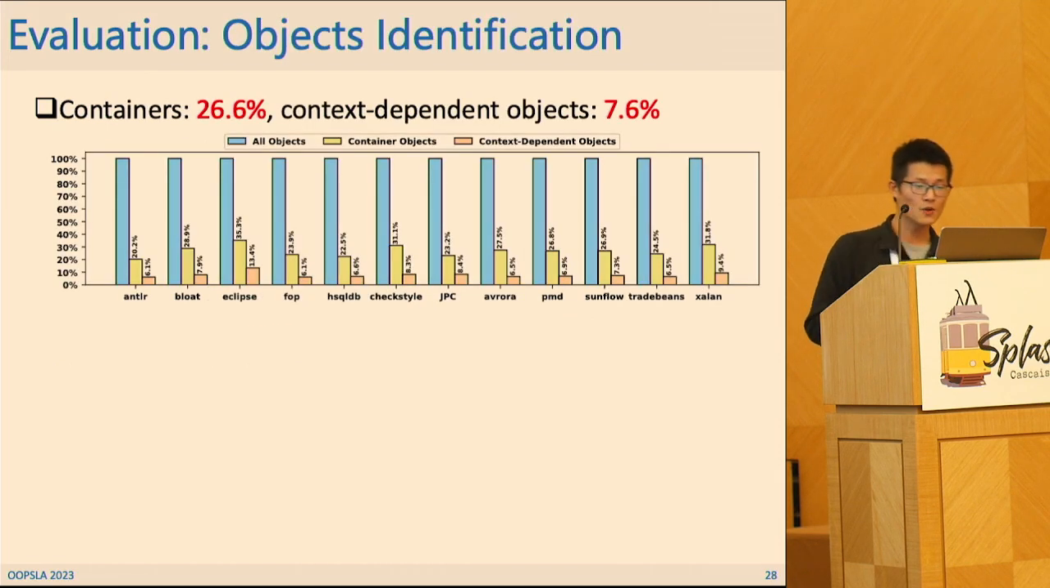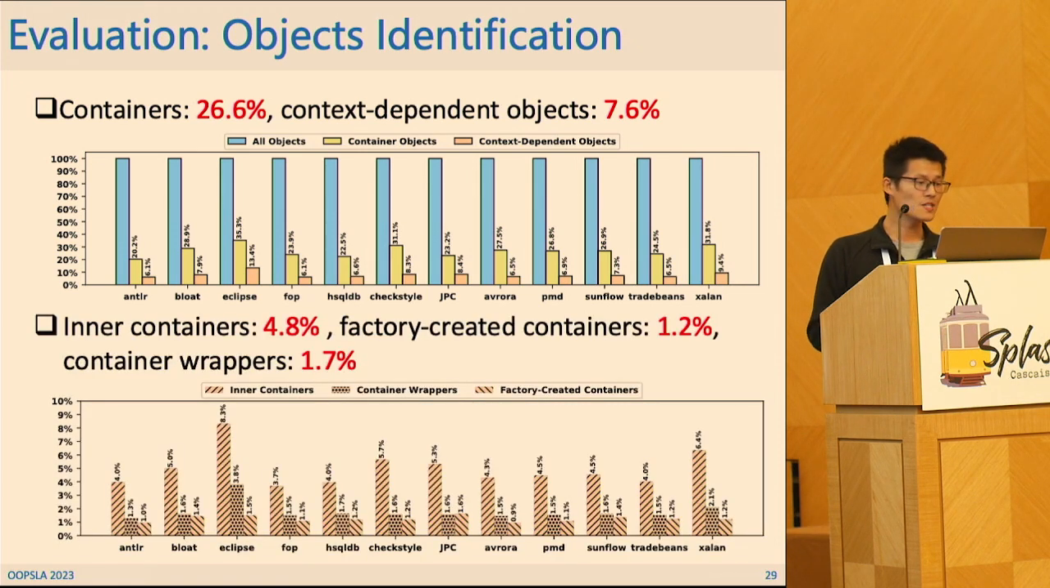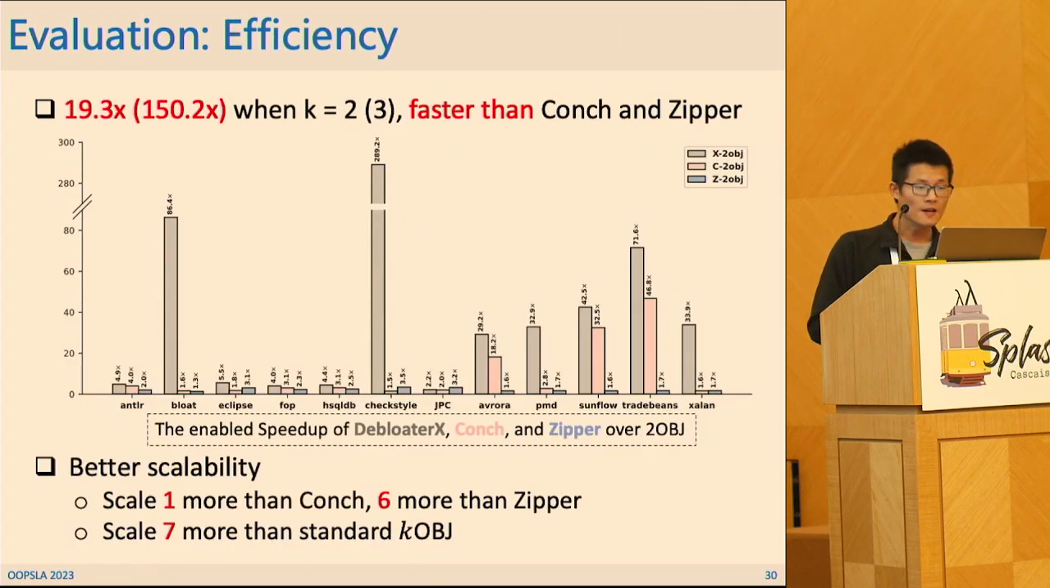Our evaluation finds that on average in a program, about 26.7% of objects are container objects, and only 7.6% of objects are context dependent. The ratios of context dependent objects identified by the three patterns are respectively 4.8%, 1.2%, and 1.7%. The objects identified by the inner container pattern and the container wrapper pattern have a small overlap, but not that significant.